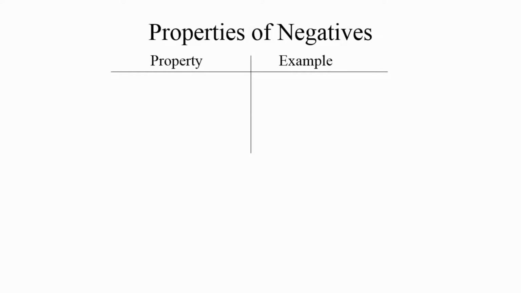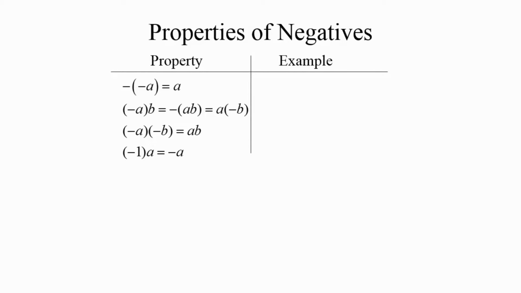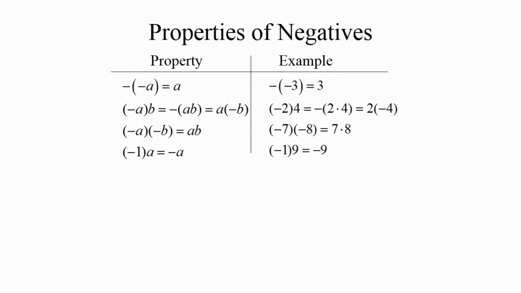Properties of negatives. First, a negative of a negative number is positive. A negative of a negative number is positive. You can see it here on the slide. Negative of negative a is equal to a. Such as negative of negative 2, that would be equal to positive 2, right? Let me show on the right-hand side. On the right-hand side, as an example, they have negative of negative 3, which is equal to 3.